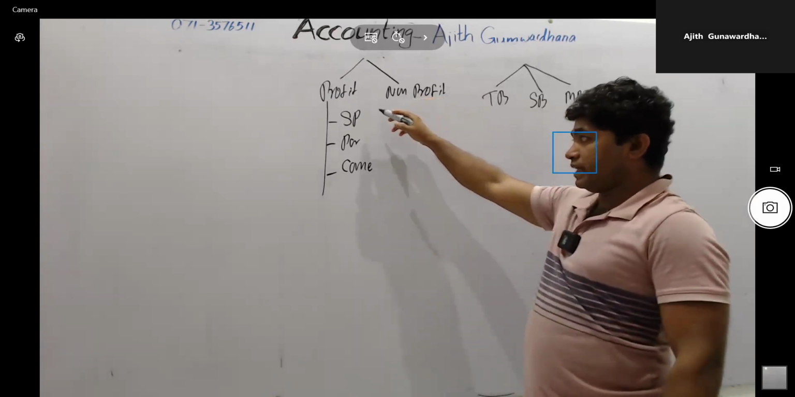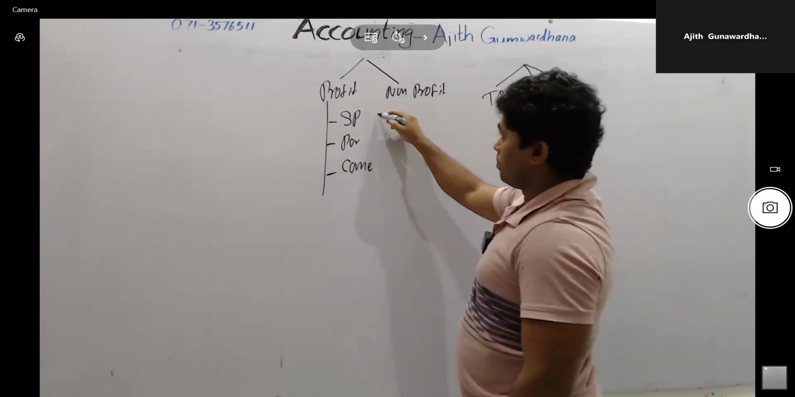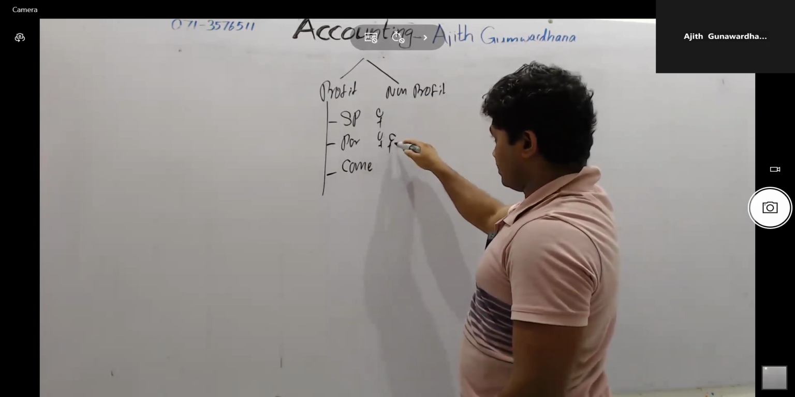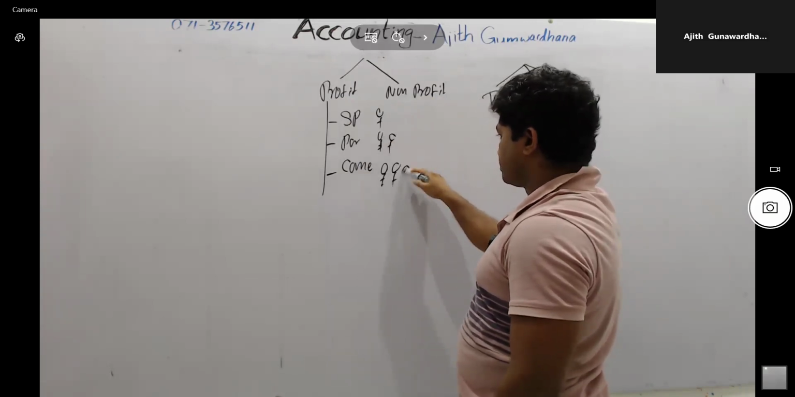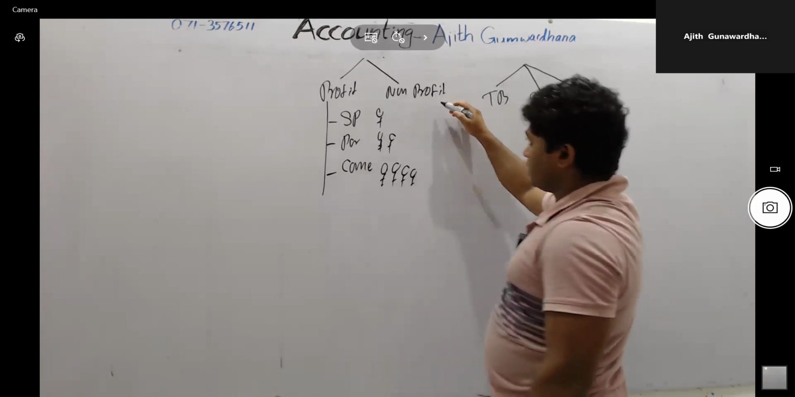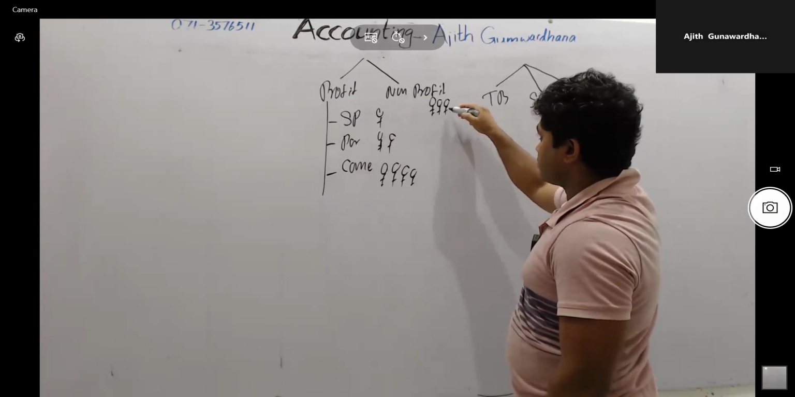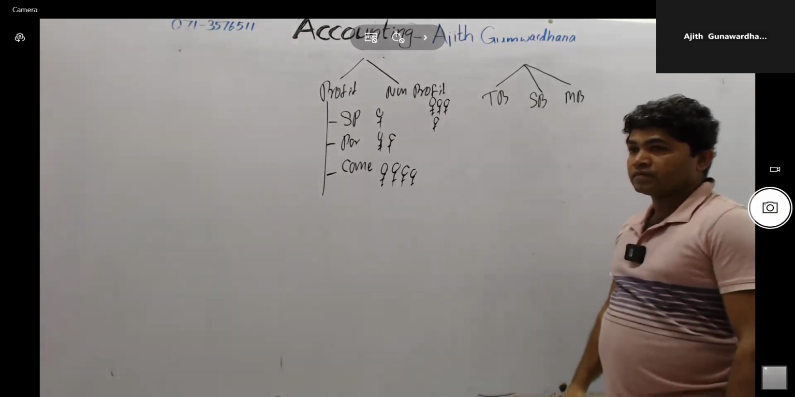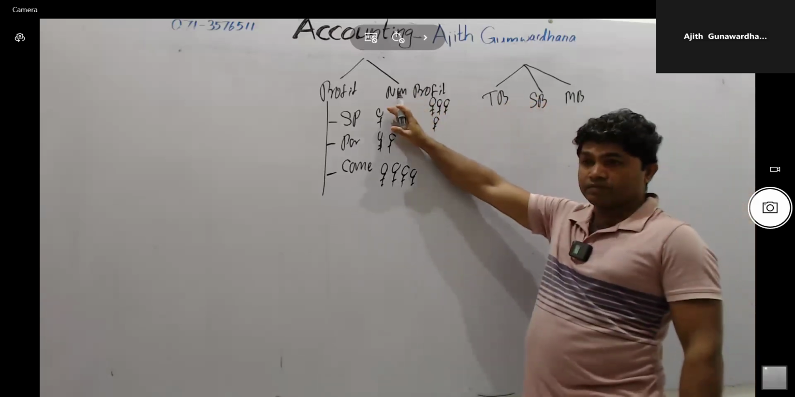Those are the profit-making organizations. Their main purpose is to generate profit. A sole proprietorship has only one owner, a partnership has more than 2 owners, and a company has many shareholders. In a non-profit organization, owners are not available, but members are available. First, try to get an idea about the business and organization. There are 3 types of business and 4 types of organization.